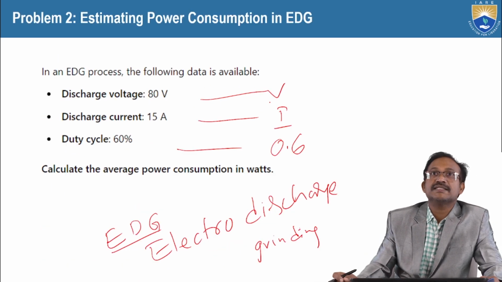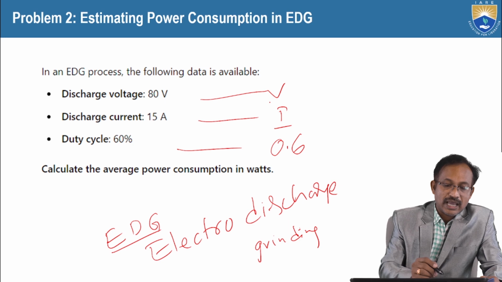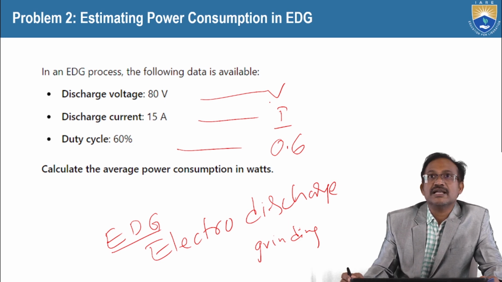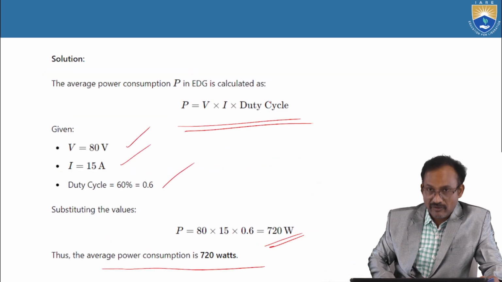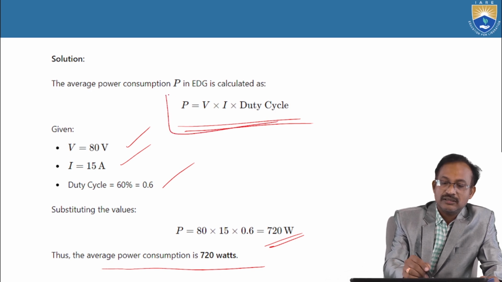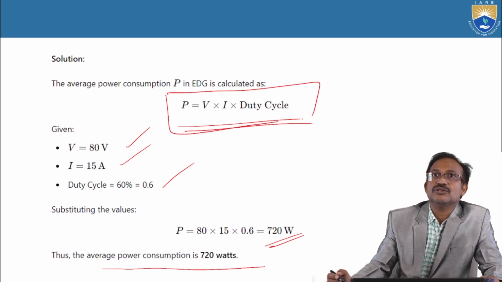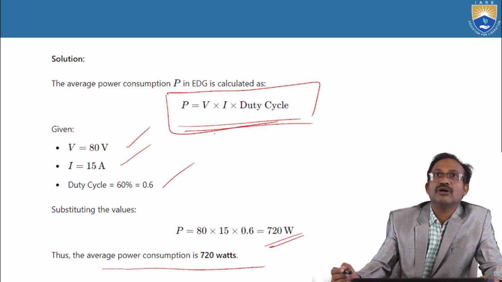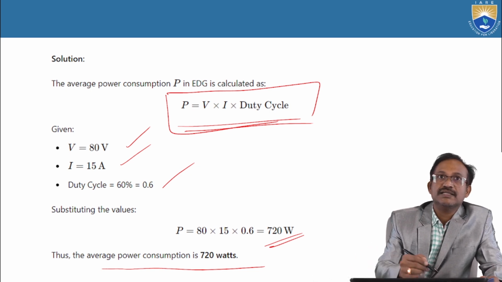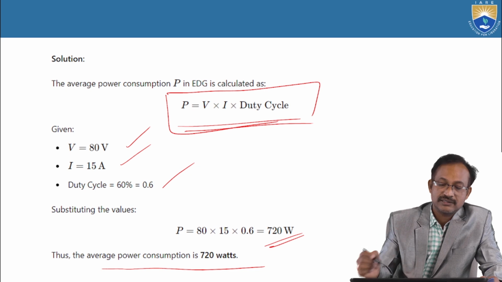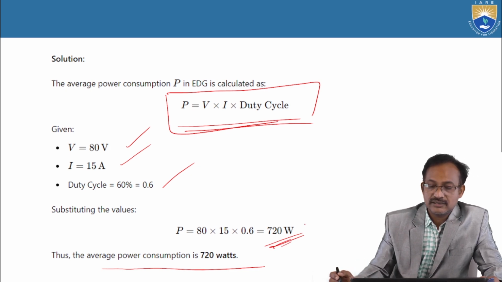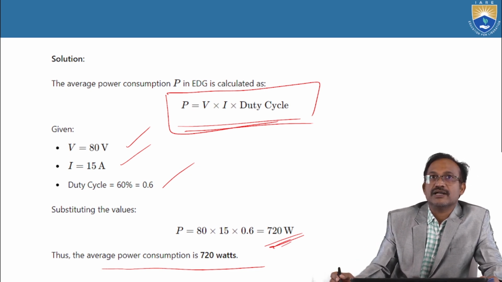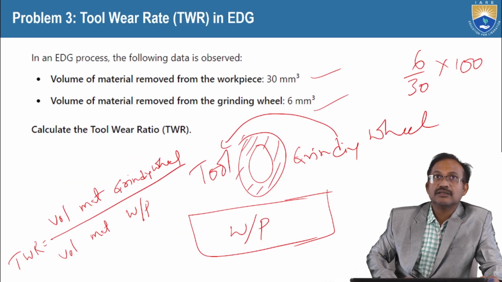Next, in the second problem, calculate the average power consumption in watts. For power consumption, we have the formula P equal to VI into duty cycle. Usually power equal to VI, but here the duty cycle is not 100%, so we have to take the duty cycle into consideration. It is 60%, that is 0.6. So we get the result finally in watts.